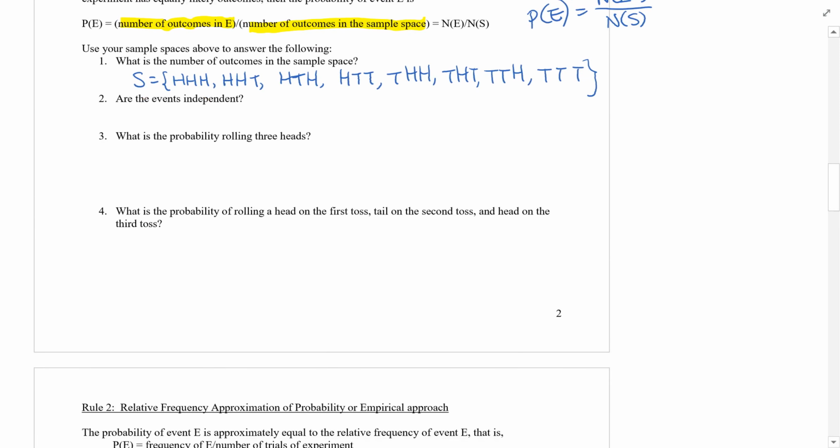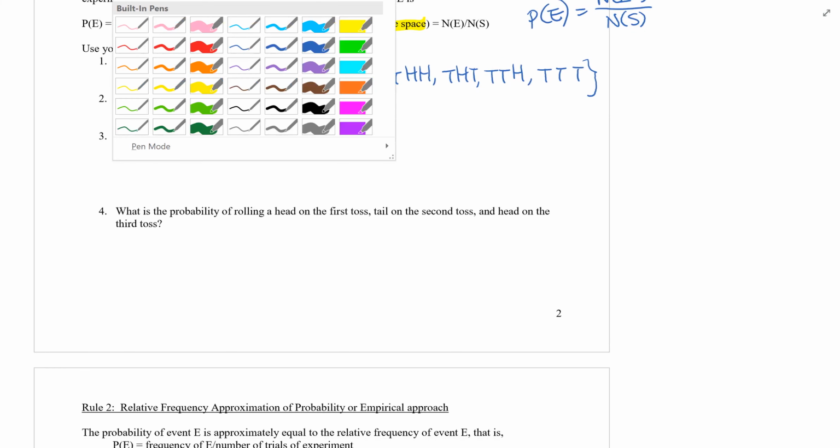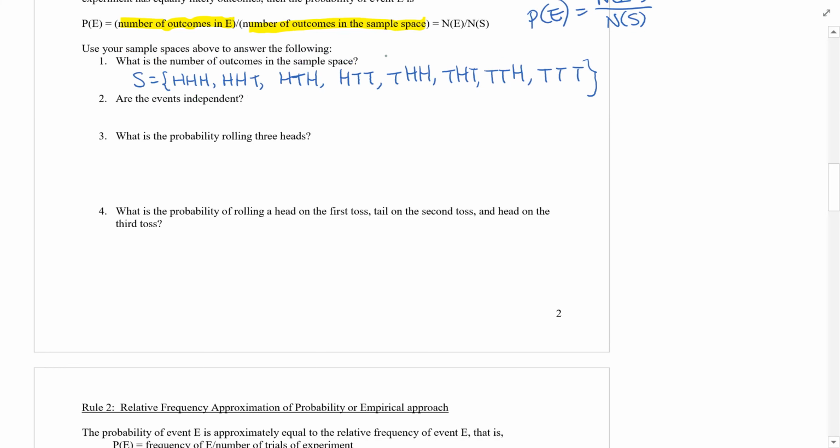1. What is the number of outcomes in the sample space? We see the total number of outcomes in the sample space here is 8. Right? So 8 possible outcomes. You can count them. Now here I listed them in the sample space form. Now are the events independent? Well, think about it. When you toss a coin, you either get a head or a tail. But whether you get a head or tail in the first toss does not change what you're going to get in the second toss. So the events are independent.